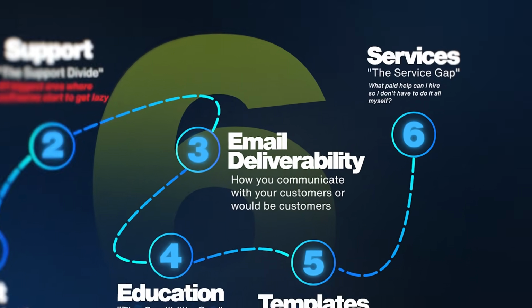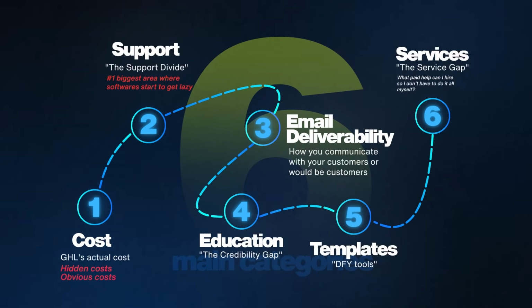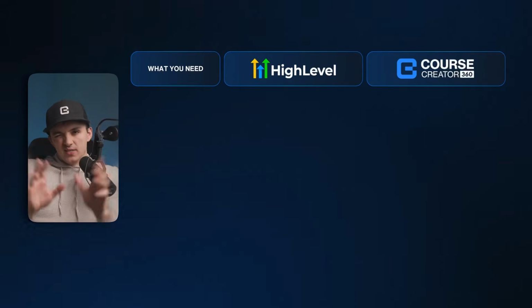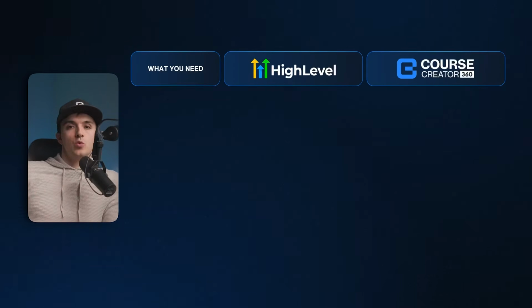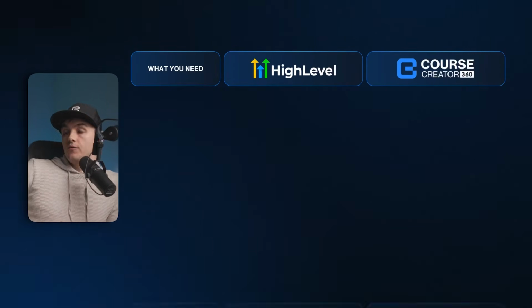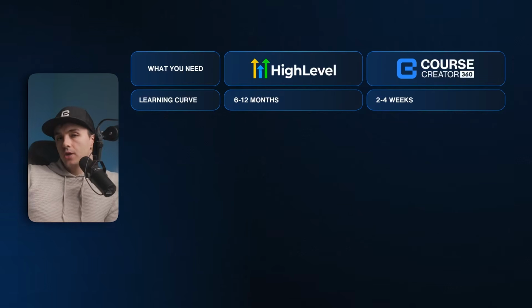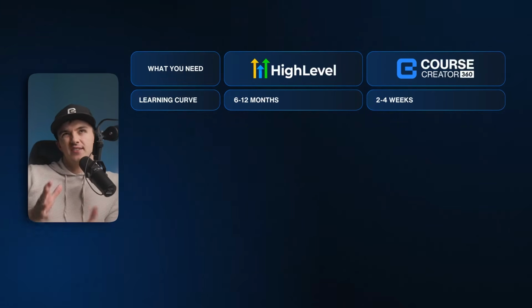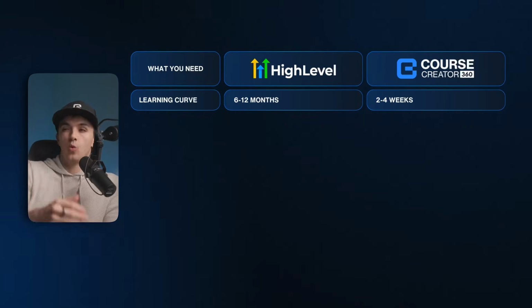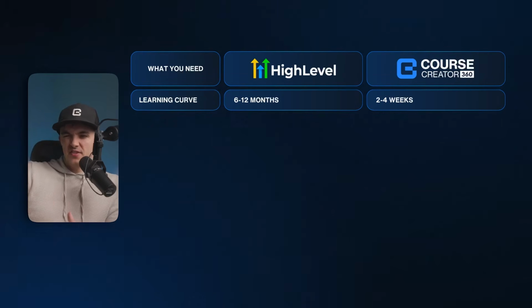So those are the 6 main categories that I look at when comparing different softwares, but let me now put it on a side-by-side table to show you the main differences between CC360 and GHL. From a learning curve standpoint, you're going to find that GHL is going to take you 6 to 12 months. Again, it's kind of a range. It depends on how prolific you are at technology, how easy you can pick these things up. Maybe you could do it in 3 months or less. It's kind of a relative question, but we have found internally that with our users, the learning curve is closer to 2 to 4 weeks.